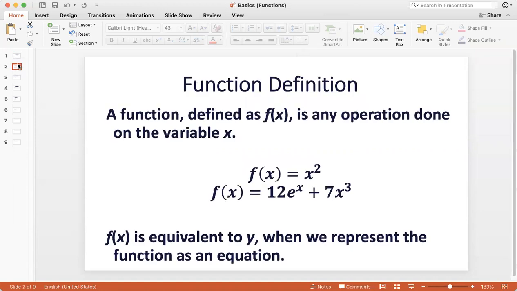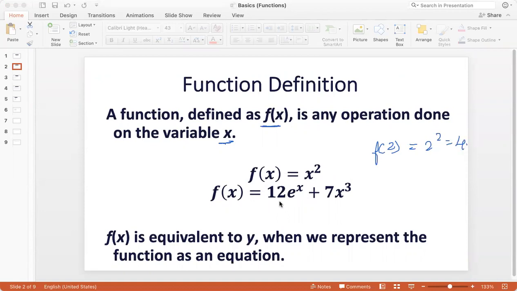A function, which is defined by the notation f of x, is any operation that you perform on the variable x. So for example, f of x could be x squared, which is to say that if I input 2 into the function, I get the square of 2, which is 4.